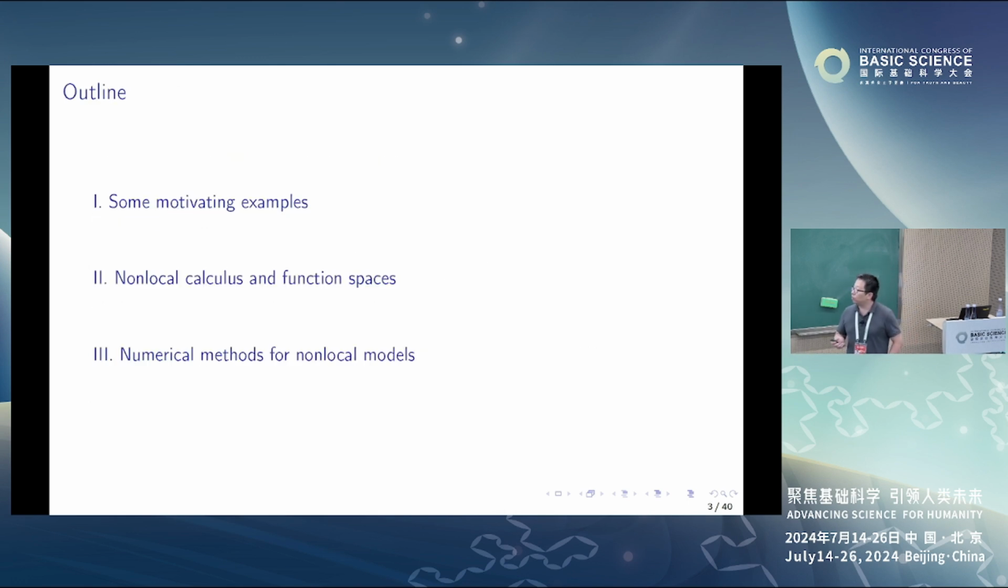This talk consists of three parts. In the first part, I will give some motivating examples about the non-local models, and hopefully I can convince you that non-local models are both common and useful. In the second part, I will introduce some mathematical theory behind the non-local models. And in the third part, I will introduce some popular numerical methods for solving non-local models.